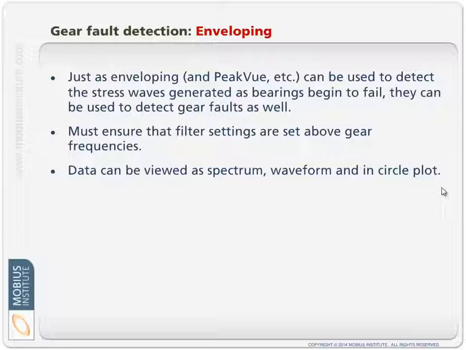And once we have the time waveform from that enveloping process, we can look at the time waveform. We can look at it as a spectrum. We can even wrap it around a circle as we did just before. So they're very useful techniques.